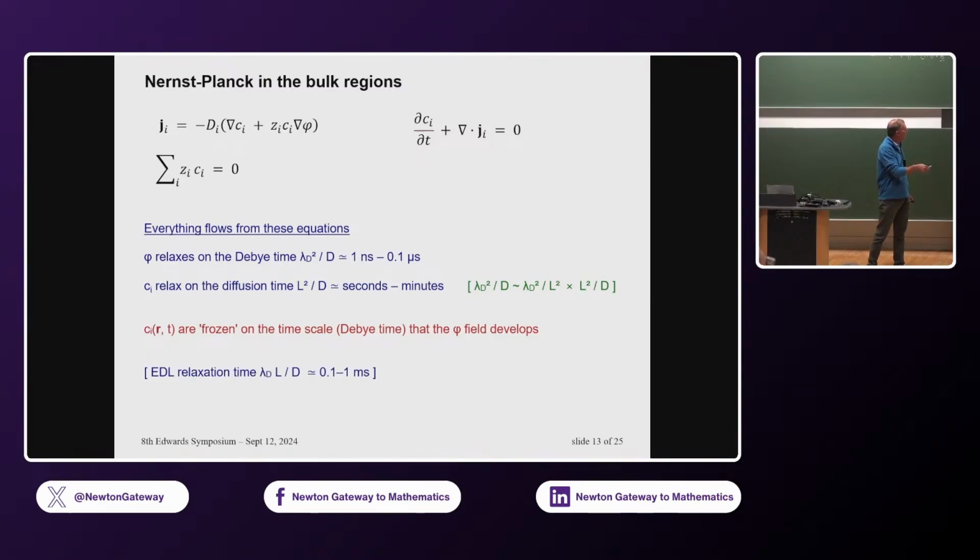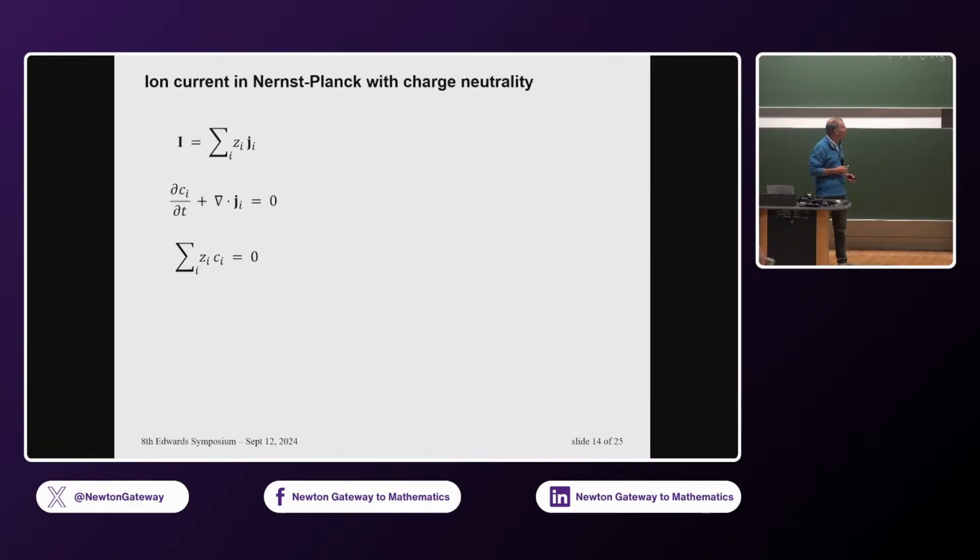So roughly you can say, if the space charge is order lambda D squared over L squared times the bulk charge, and the bulk is relaxing on the time scale L squared over D, then you'd expect the space charge to relax on the time scale lambda D squared over D, which is this Debye time. There's a footnote, which is that the electrical double layers relax on an intermediate time scale, but that doesn't affect what I'm going to say. So here's that bunch of equations again.